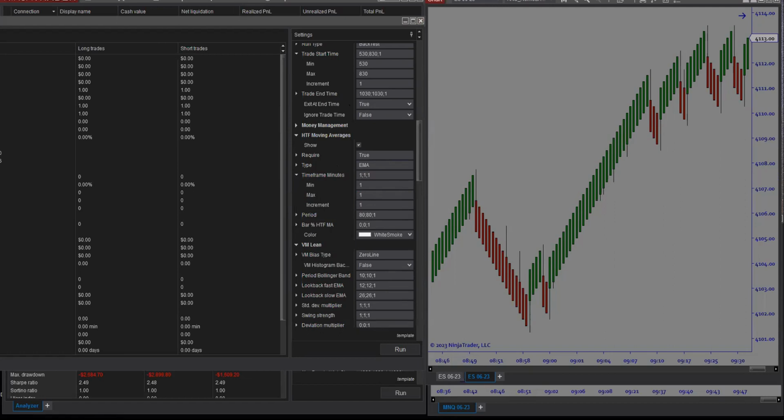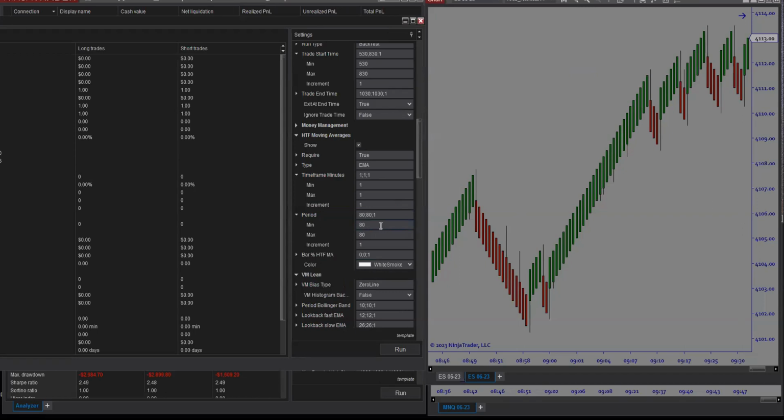What does that mean? That means if you want a 5-minute EMA or a 10-minute EMA, you need to really crank up your period. So what I'll do is start with a 1-minute 10 period.